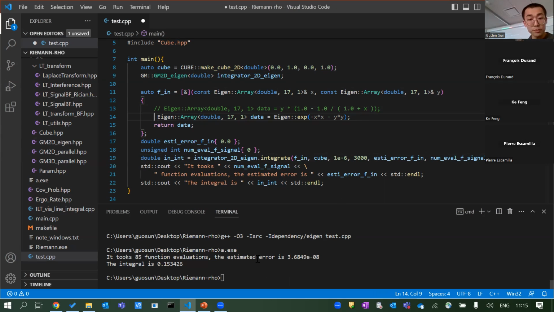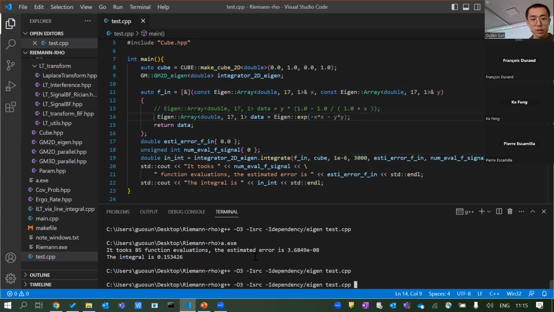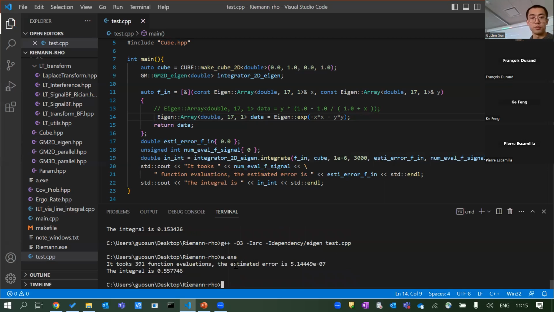So I save it and compile. You see, it's also very fast. You need about 400 function evaluations, and you can achieve the accuracy up to 7th order.